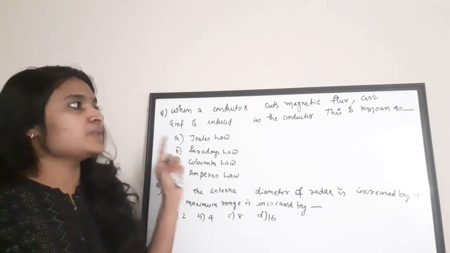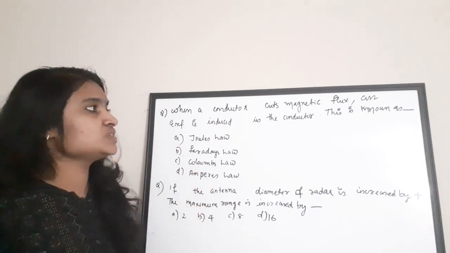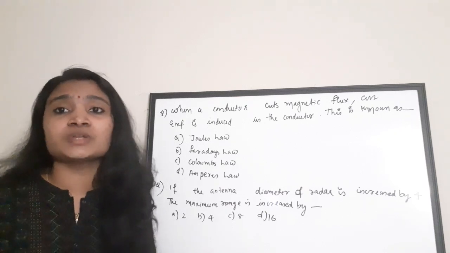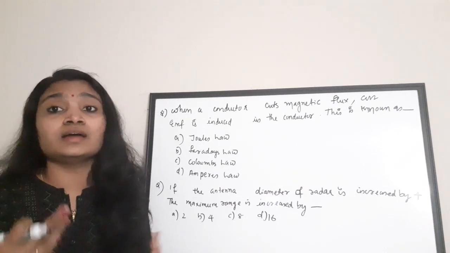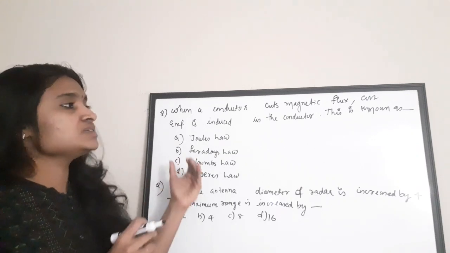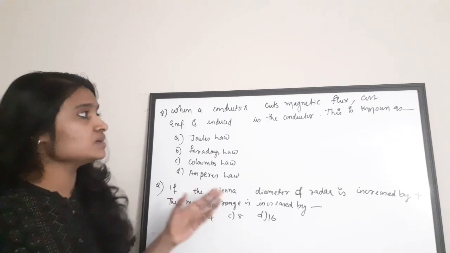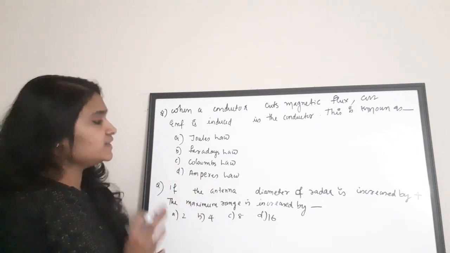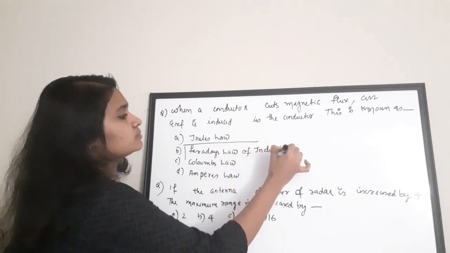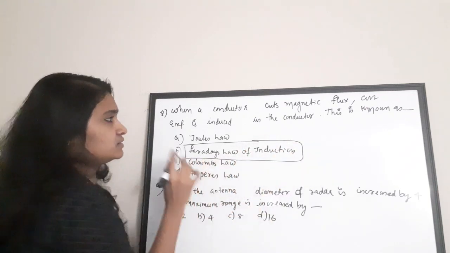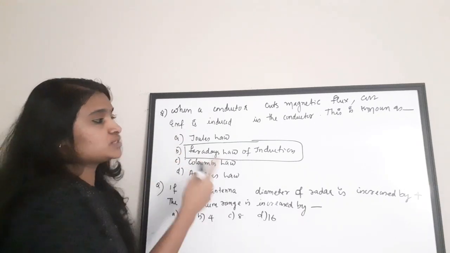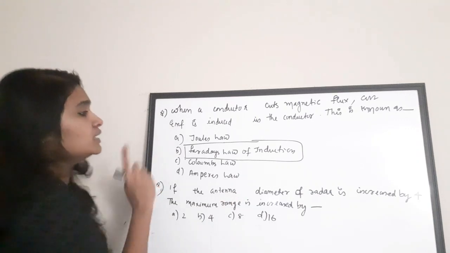When a conductor cuts magnetic flux, an EMF is induced in the conductor. This is called Faraday's law of induction. This is a basic principle of the working of transformers, that is the primary coil and the secondary coil, and it is basically the working of inductors. This is the primary law, called Faraday's law of induction. That is, whenever a conductor is cutting magnetic flux, an EMF is induced. The correct answer is option B.